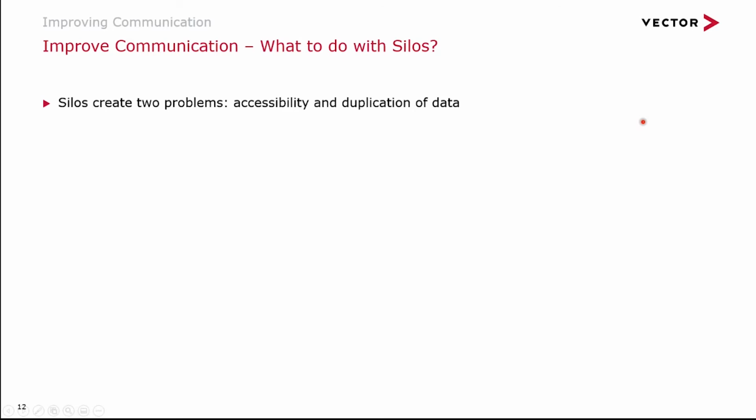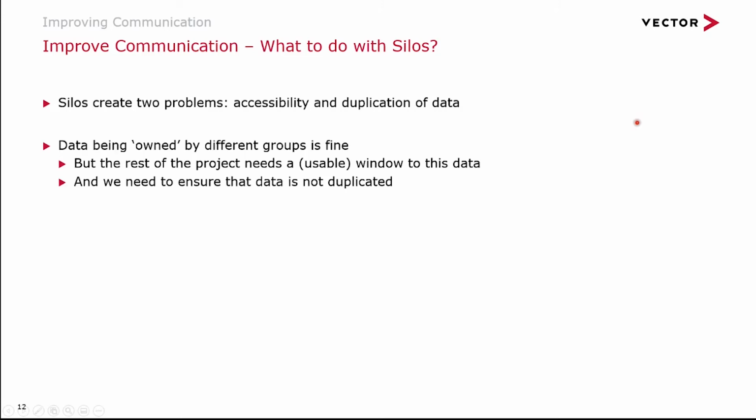Accessibility to the data and duplication of the data. As you can see in my example, we've got data in the user guide, we've got data in the requirements, we've got data embedded into the code, and we've got data in the test cases. And that's the crux of my argument, that having this data in silos isn't so bad, but we really want to allow the data to be accessible across the team.